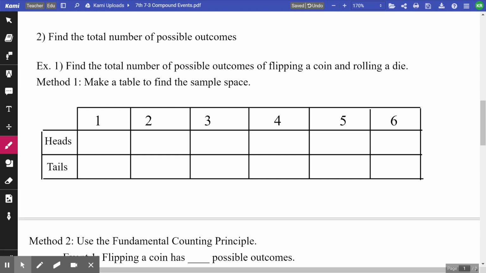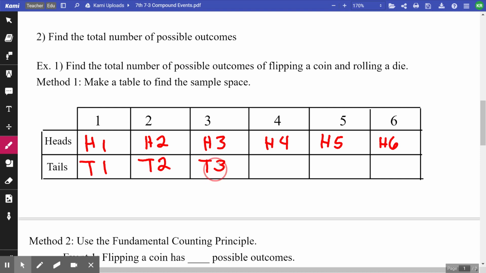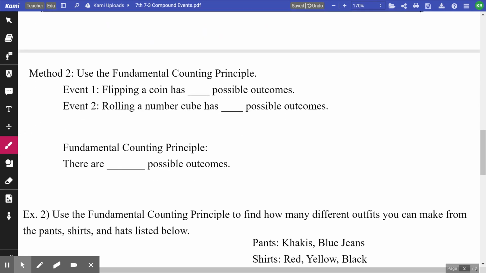So method 1, we're going to make a table to find our sample space. We could use a tree diagram, just like we used before, but this would just be a different type of method. So we could get heads 1, heads 2, heads 3, heads 4, heads 5, heads 6, tails 1, tails 2, tails 3, tails 4, tails 5, and tails 6. So that would give us a total of 12 possible combinations.